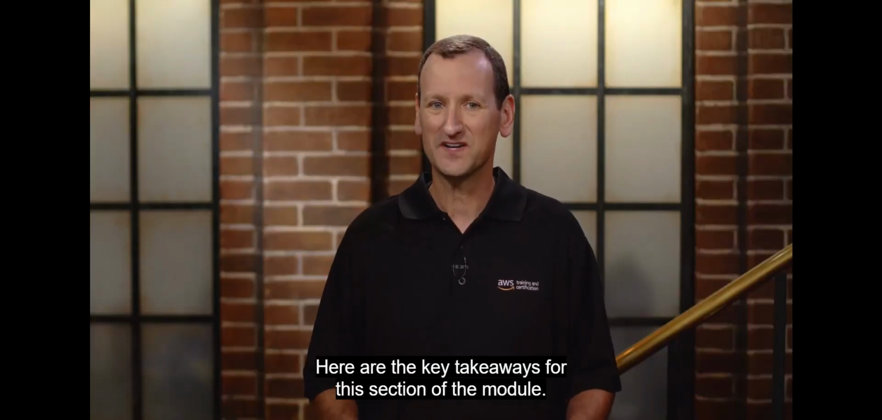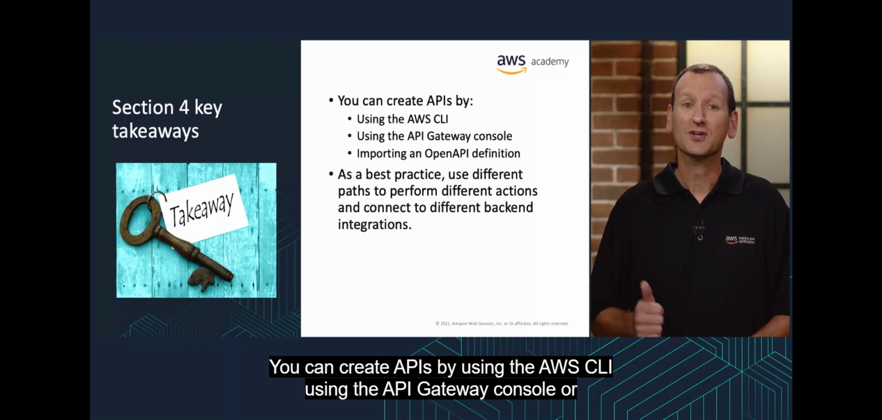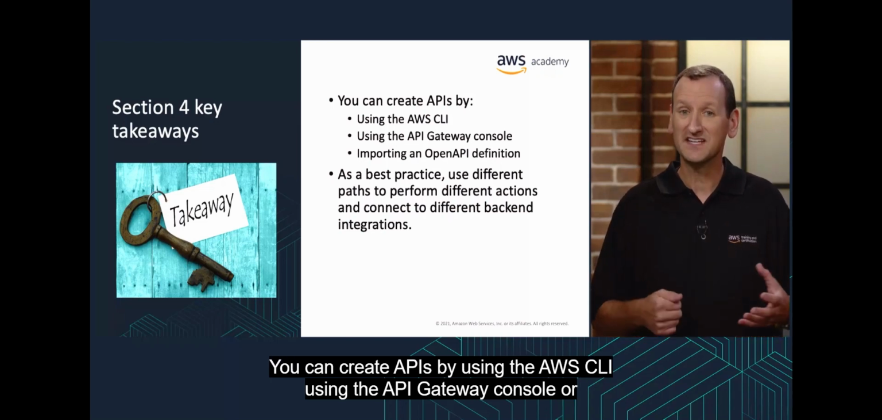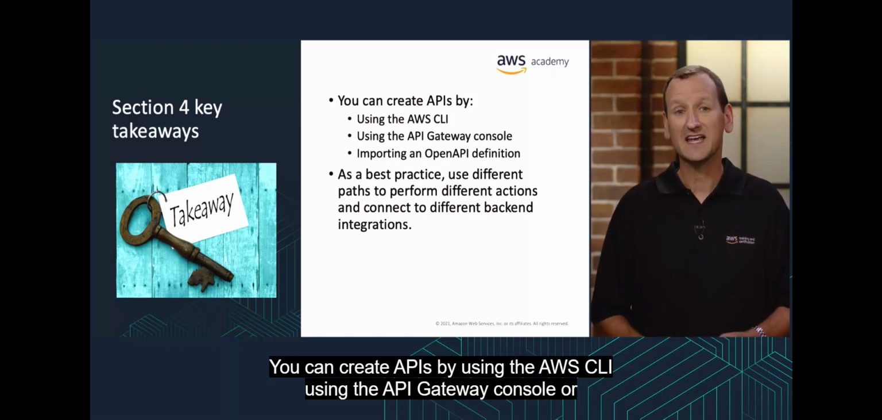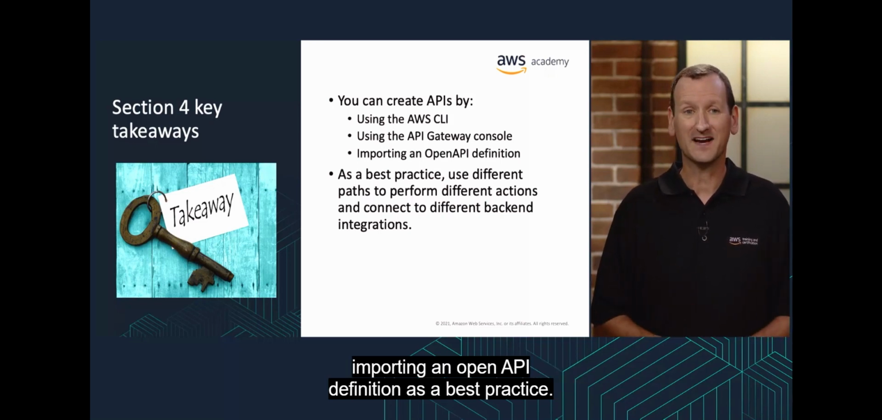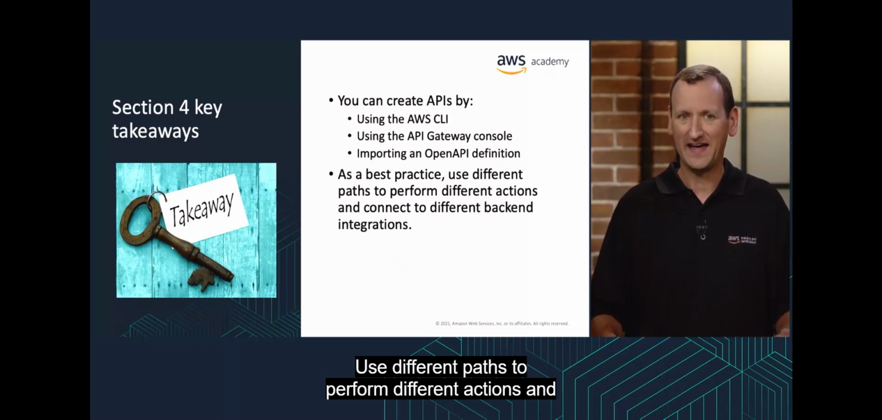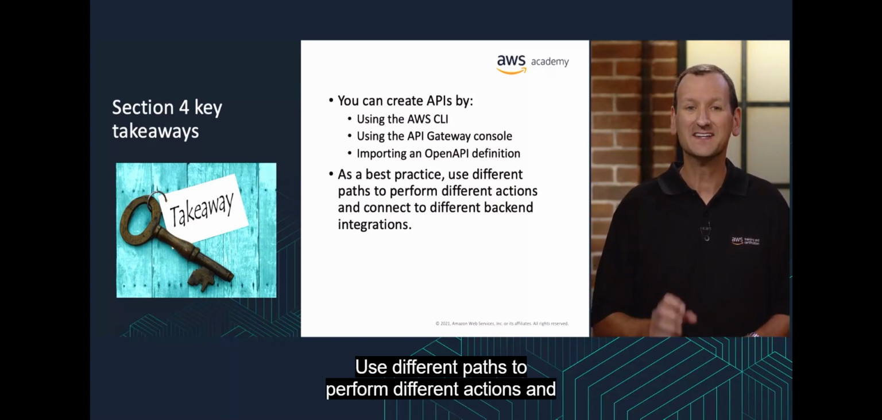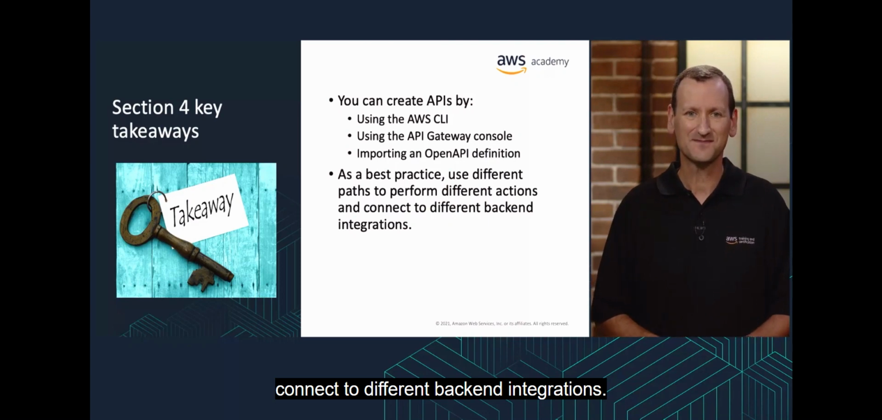Here are the key takeaways for this section of the module. You can create APIs by using the AWS CLI, using the API Gateway console, or importing an OpenAPI definition. As a best practice, use different paths to perform different actions and connect to different back-end integrations.